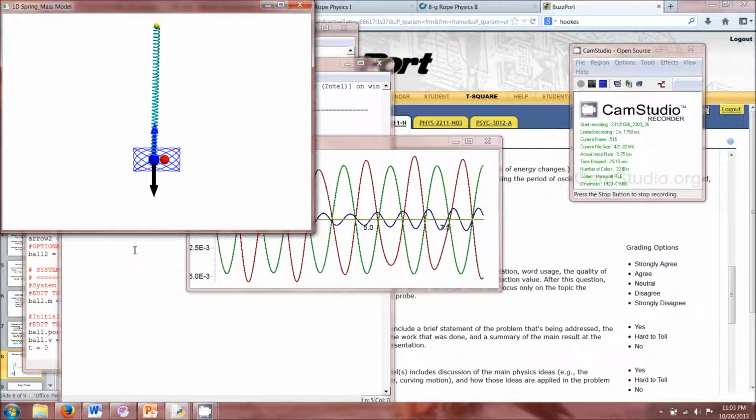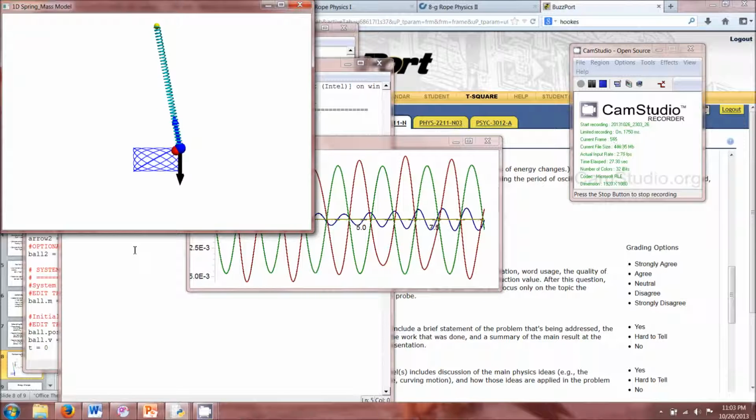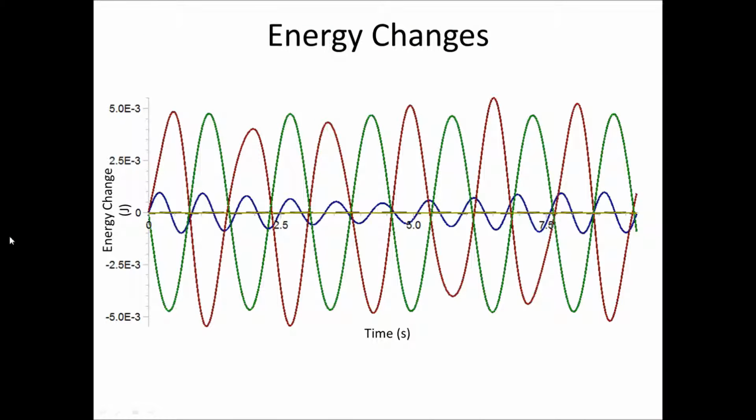We can also observe that as the mass moves in the positive y direction and the spring contracts, gravitational potential energy increases and spring potential energy decreases. The opposite occurs as the mass moves in the negative y direction and the spring expands. Energy changes over time were graphed.